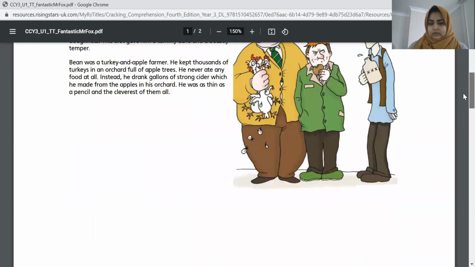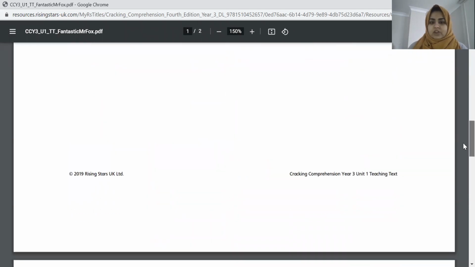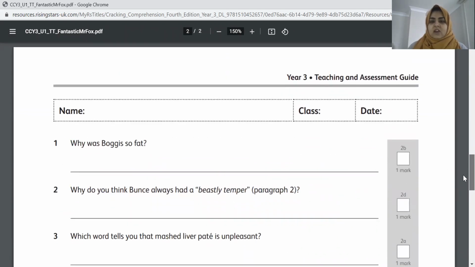Fantastic. So now, what we are going to do is answer the questions related to this passage. Like always, and like I've explained to you in class, along the side here, you always have a box which shows you how many marks each question is worth. And in order for you to get the mark for the question, you need to do exactly what the question is asking you to do to find the answer.